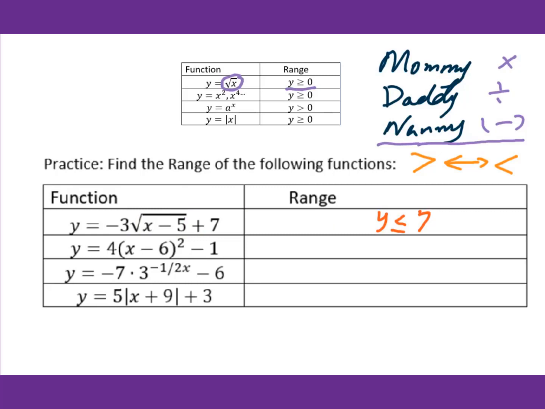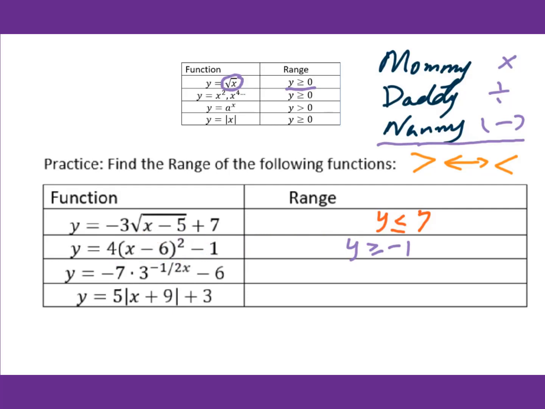Now let's go to the second question. Whenever you see x minus 6 squared, you turn it into y greater than or equal to 0. Then you multiply by this 4. Since you multiply by 4, and 4 is positive, that means you still get y greater than or equal to 0. Then here, you need to subtract 1. Therefore, you will get y greater than or equal to negative 1.